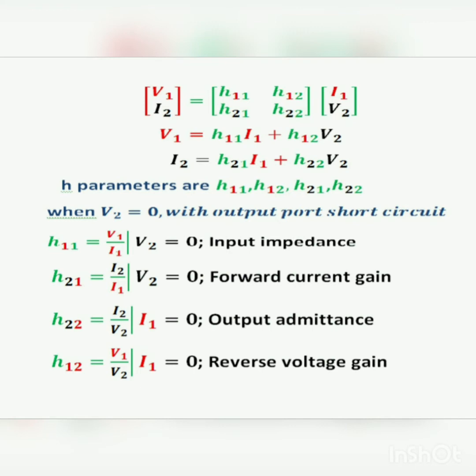H11 means V1 by I1, following Ohm's law, so it is a resistance in DC, and for AC it is considered as impedance. Next, H22 means I2 by V2, it is the output admittance, because it is 1 by R. Using this we can find the H parameters, which help us know the specifications of the transistor, such as input impedance, current gain and voltage gain, so that we can select the transistor accordingly for our circuits.